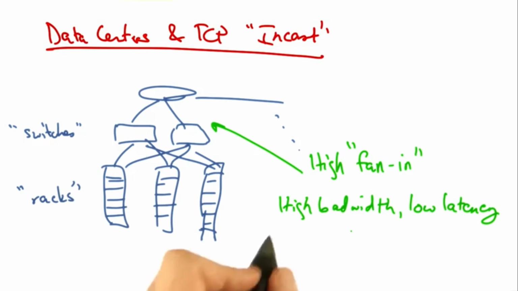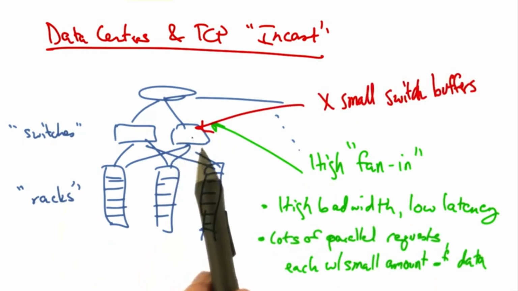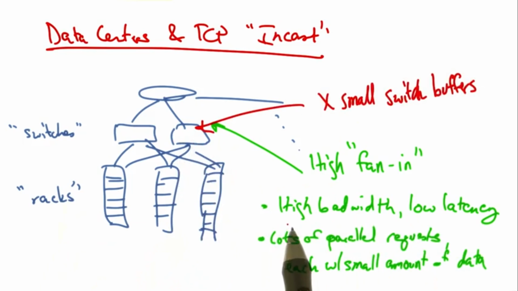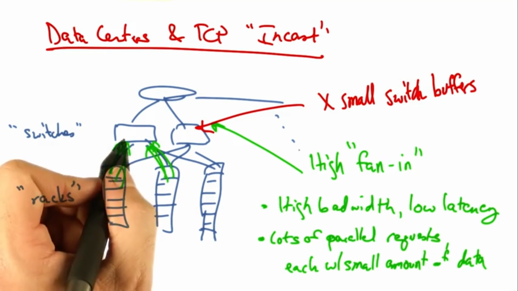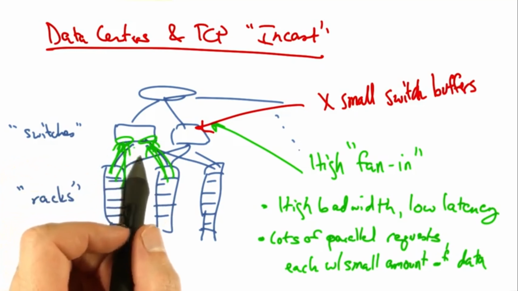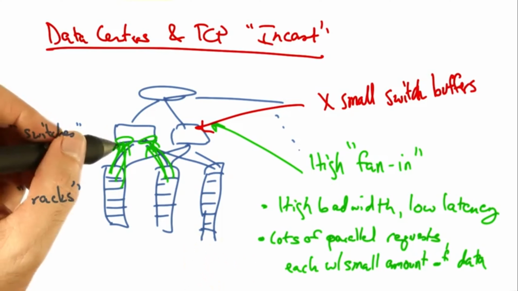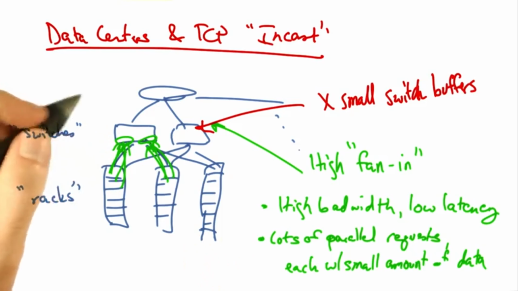The other constraint that we face is that the buffers in these switches can be quite small. So when we combine the requirements of high bandwidth and low latency for the applications, the presence of many parallel requests coming from these servers, and the fact that the switches have relatively small buffers, we can see that potentially there will be a problem. The throughput collapse that results from this phenomenon is called the TCP incast problem.